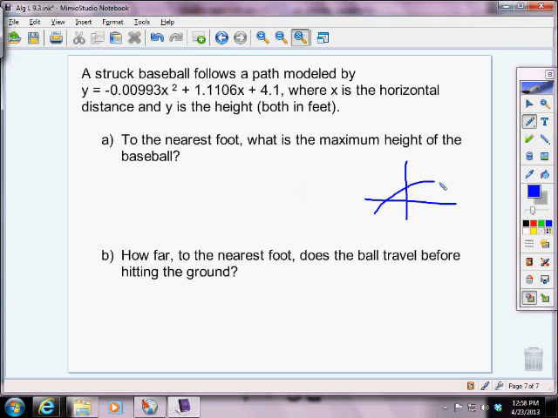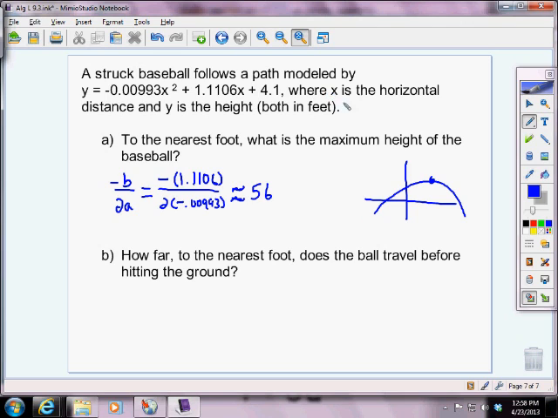Okay, so our parabola is going like that. The maximum height is going to occur at the vertex. Now, we can figure out the vertex using negative b over 2a. So if I plug that in here, I have my negative b, 1.1106, over 2 times my a, which is a negative 0.00993. If I divide that out, I get approximately equal to 56, but that's not our answer.